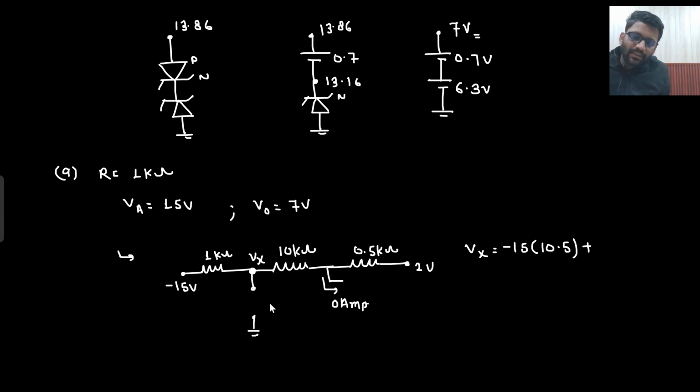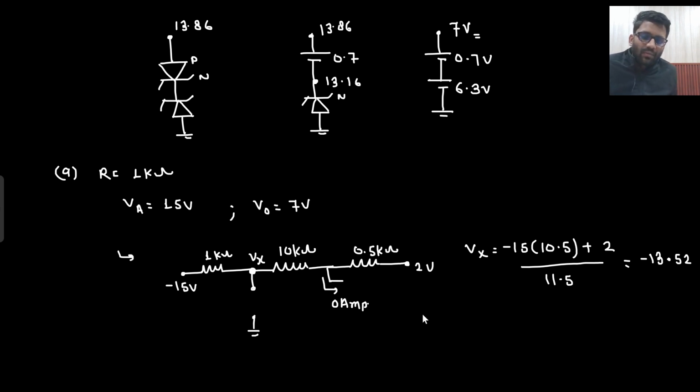This is the second analysis I am doing, when VA is equal to minus 15 volt. Minus 15, 1 kilo ohm, 10.5. Yeah, minus 15 into 10.5 plus 2 into 1 divided by 11.5. What are we getting? 10.5 into 15 minus 2 divided by 11.5. So minus 13.52. Vx is minus 13.52 volt.